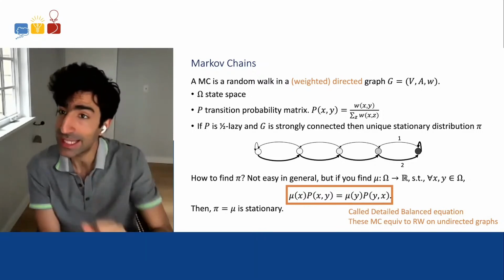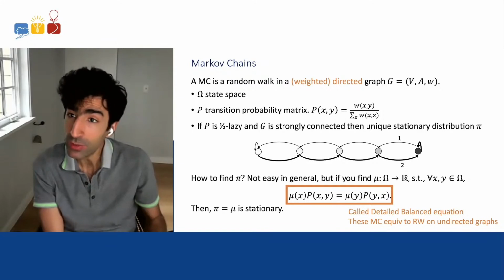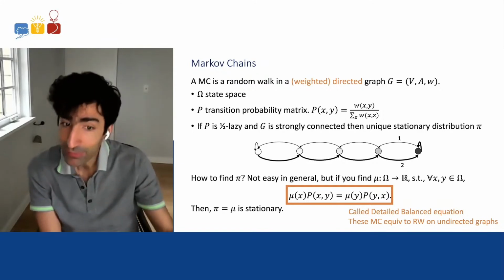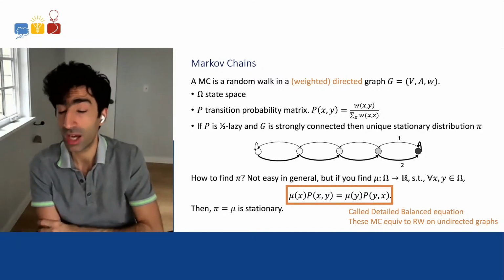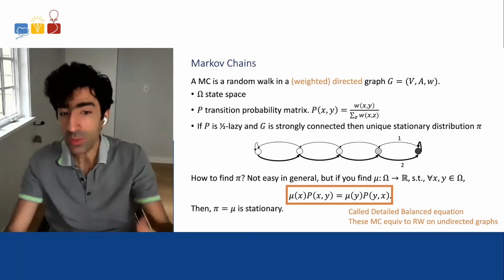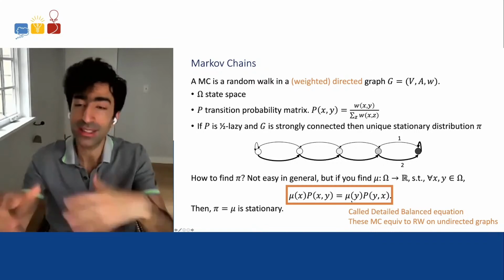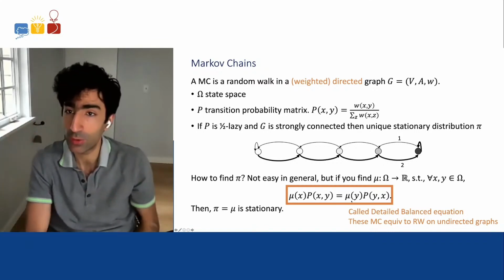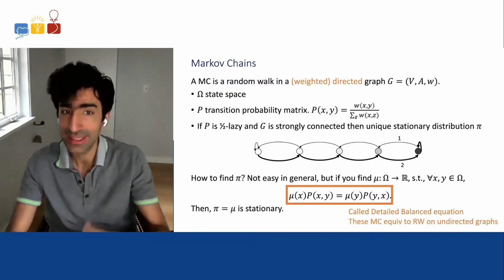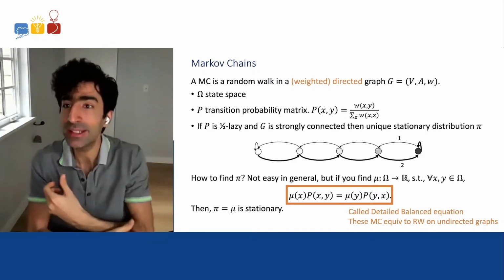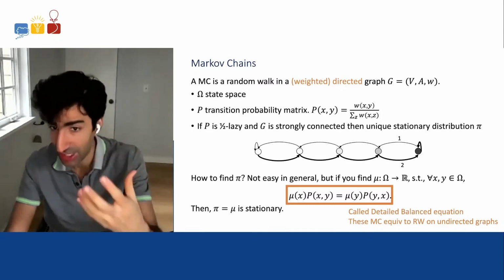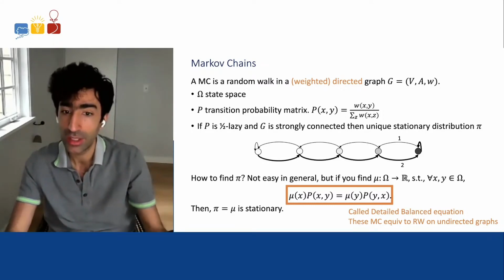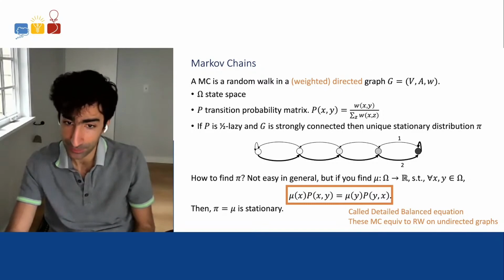You cannot necessarily satisfy this equation for any Markov chain. You can satisfy it if the Markov chain is equivalent to some random walk on undirected graphs. In other words, these Markov chains are the same as the random walks we were studying so far. It's just that they look directed, but they're inherently undirected. So you can build an undirected graph which has exactly the same distribution.